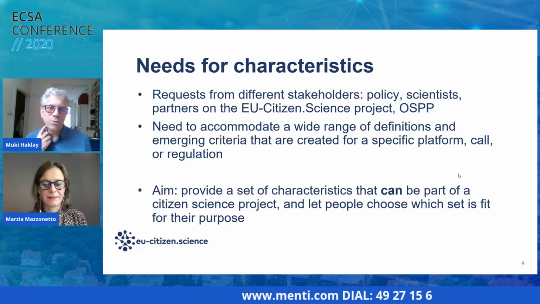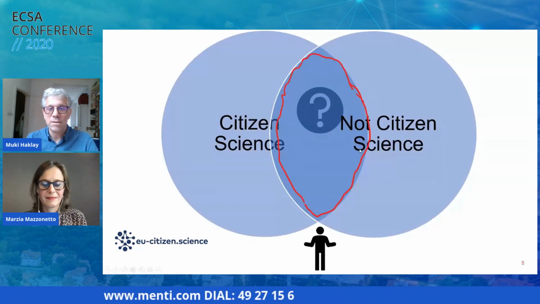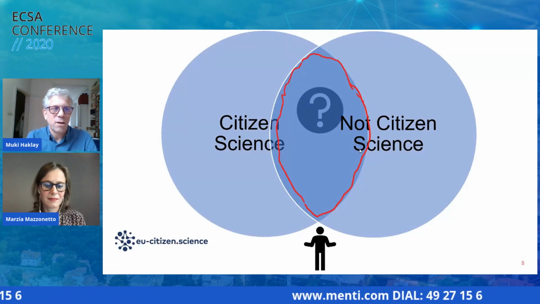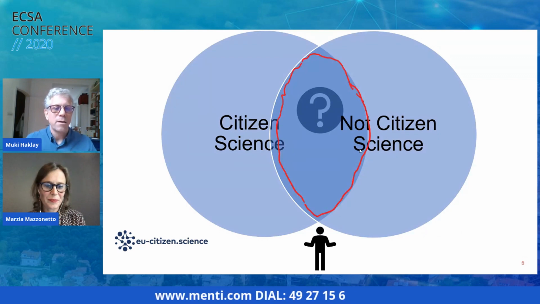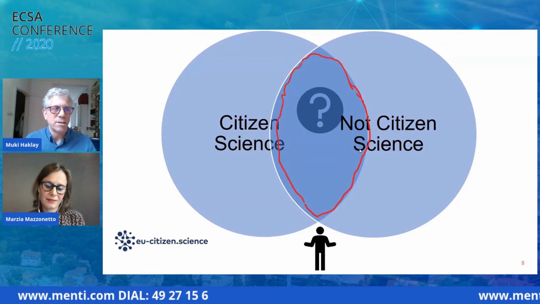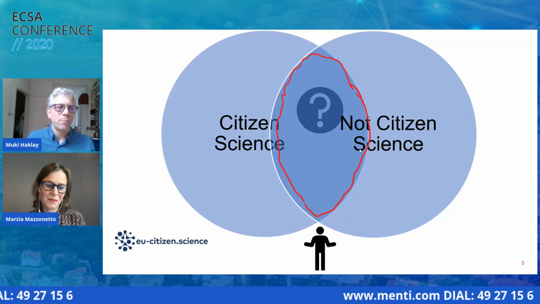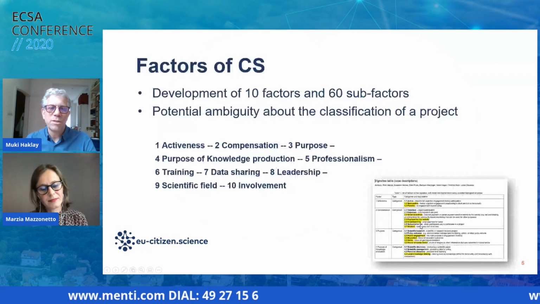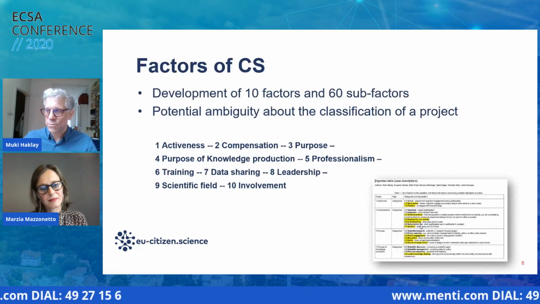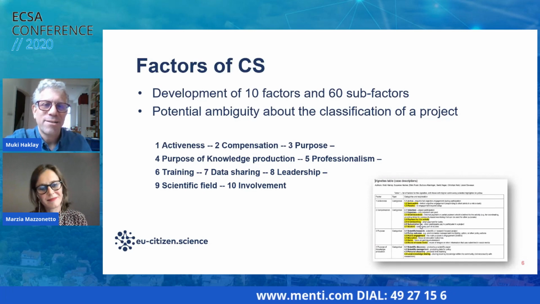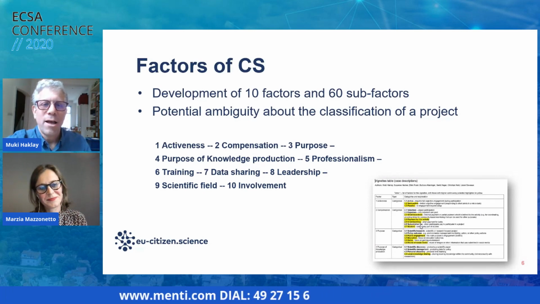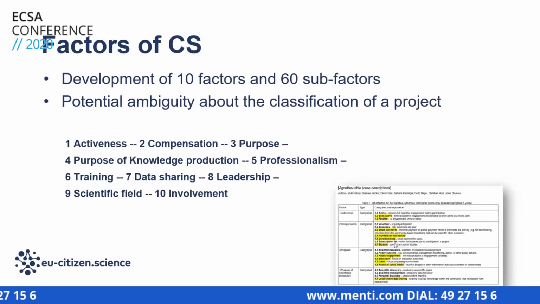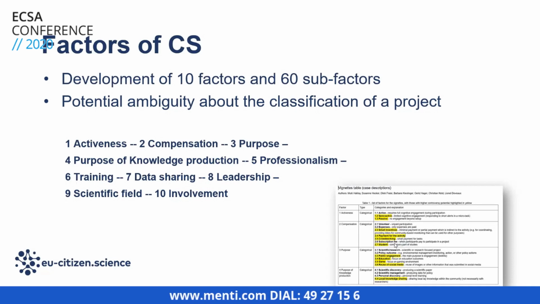The way to do that is to identify things that are absolutely obviously citizen science. Then there are things that are obviously not citizen science, say a clinical trial where people are just participating as a subject. But there is a gray area in the middle, and we wanted to have clarity about that aspect. The way it was done is by developing 10 factors and then an additional 60 sub-factors, and understanding the potential ambiguity of this data by exploring different aspects.